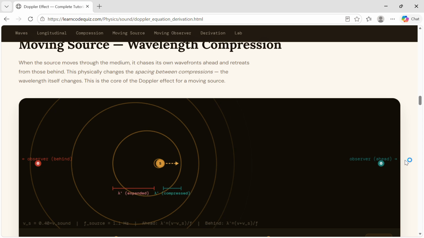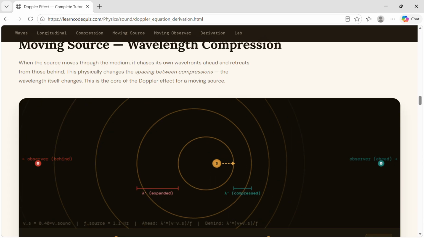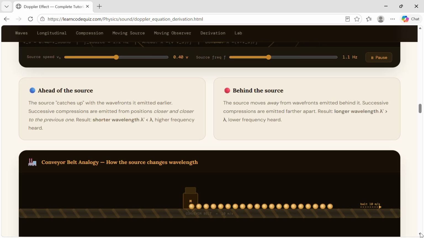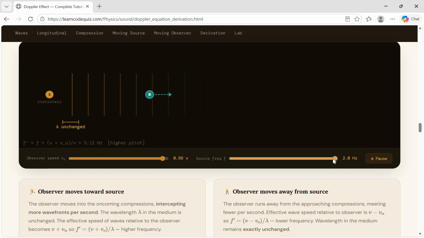So you have a situation where the source can be moving and the observer is still, or you may have a situation where the observer is moving but the source is still, and you can have a combination also, where both the source and observer are moving. So what is the fundamental difference? You have to look at some analogy. The first situation is the source is moving.